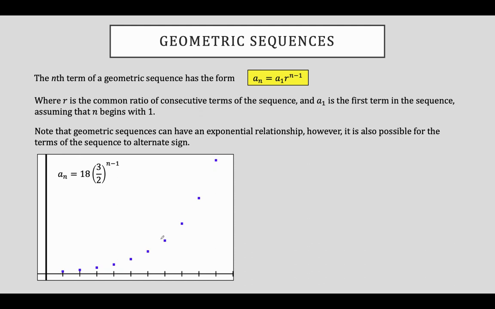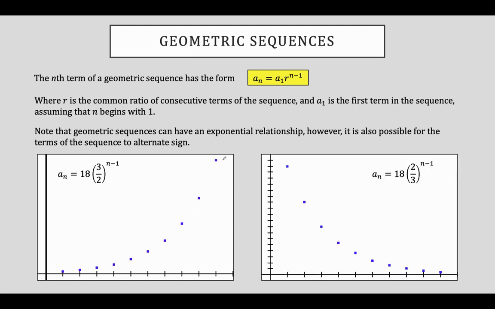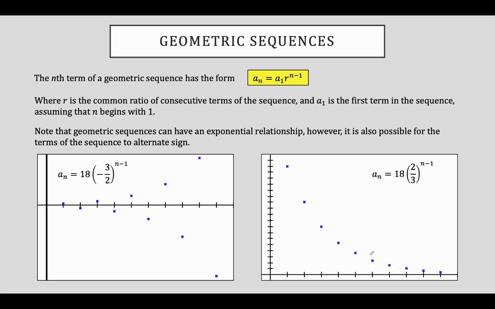It has our geometric format, and it has this exponential relationship. The graph of this sequence shows exponential growth. Similarly, here I have a subscript n equals 18 times 2/3 raised to the n minus 1. Well, this sequence displays exponential decay. All right, so geometric sequences can have an exponential relationship. However, let's look at two other examples here.